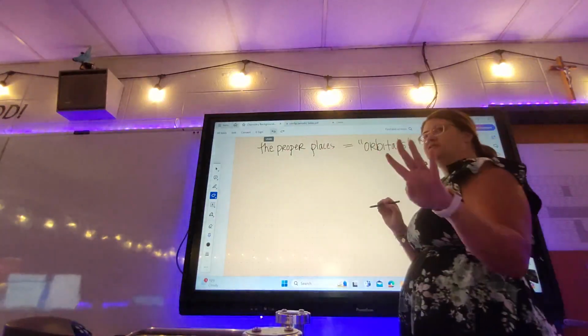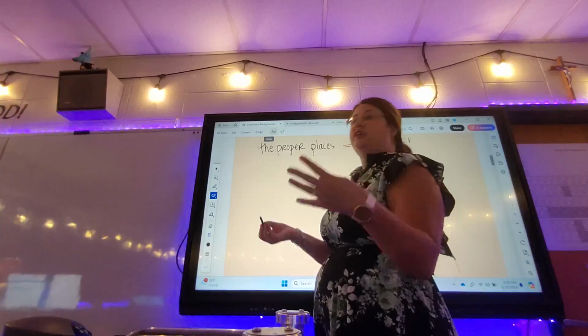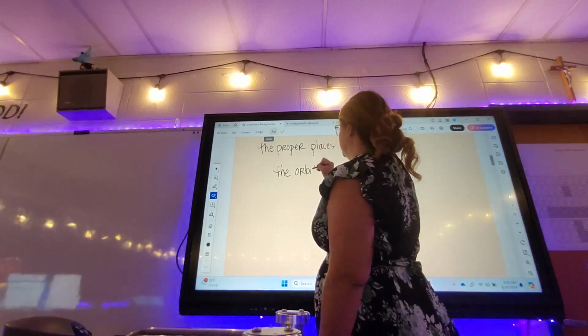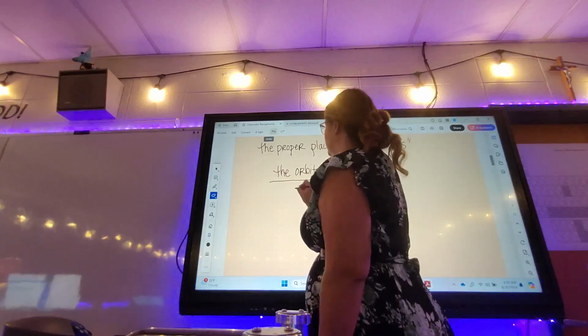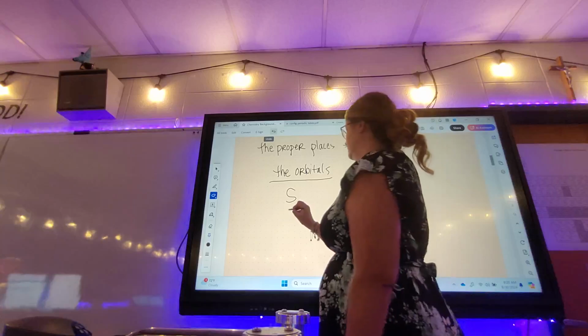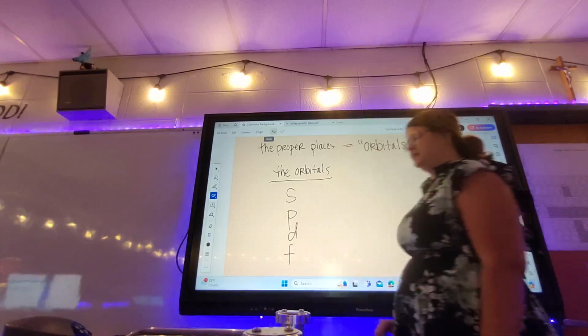There are 4 different types of orbitals, and they all have a different letter. That's their name. The first orbital is S, then P, then D, and F.